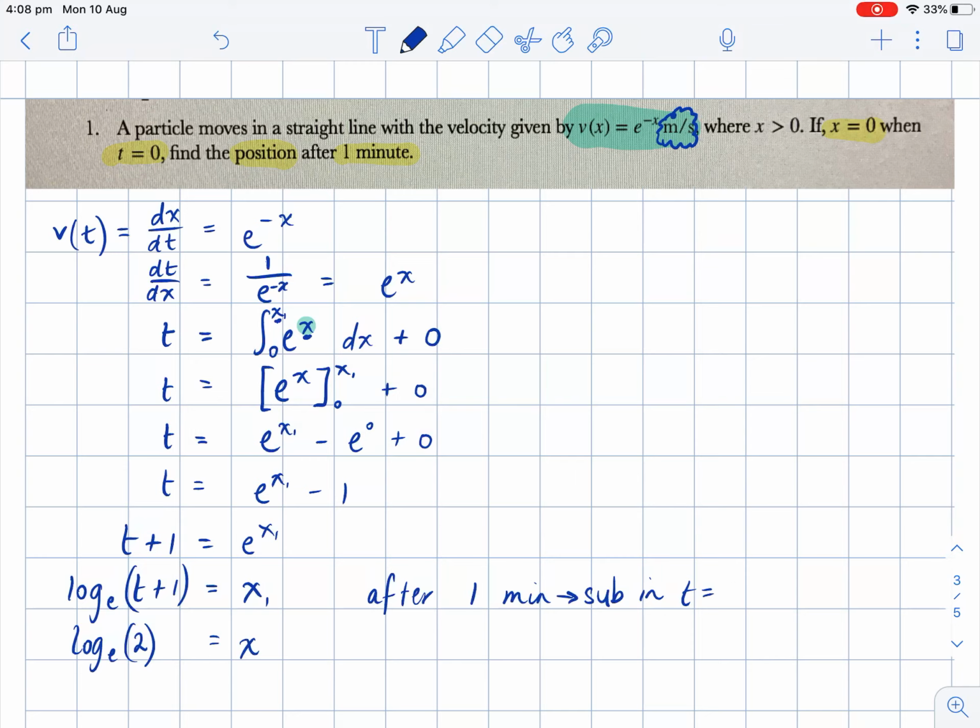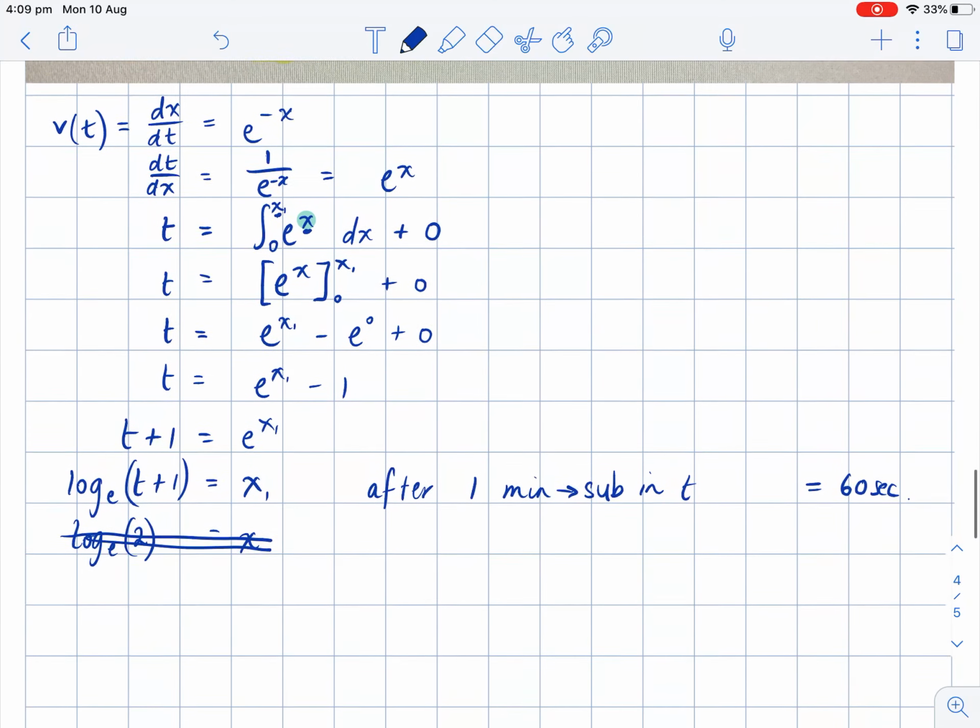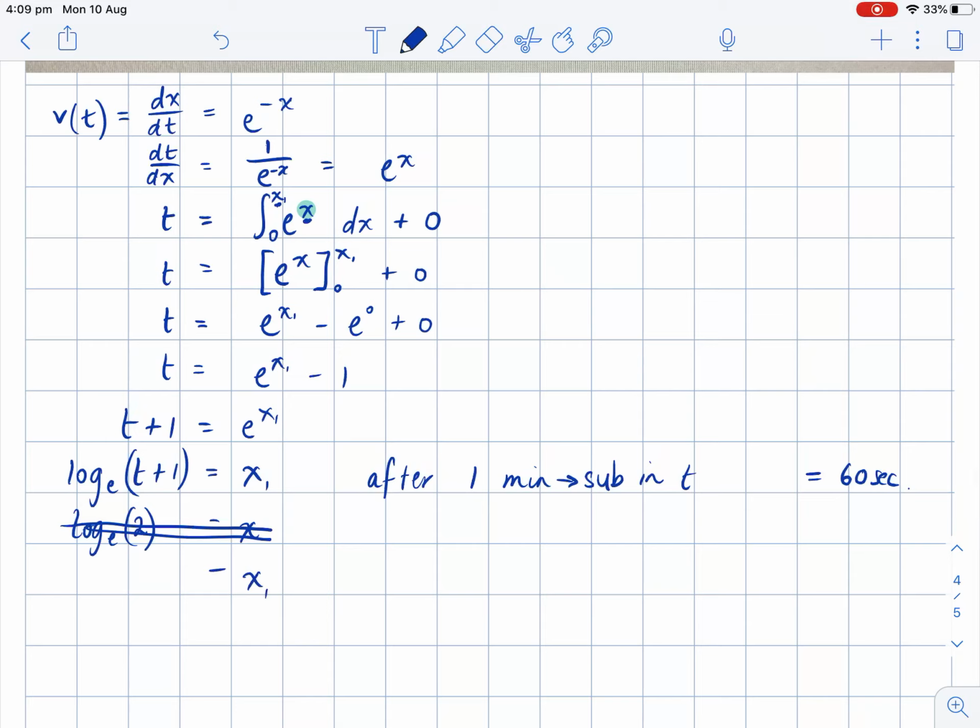My time at 1 minute is equal to 60 seconds. So we need to substitute in t equals 60. Just get rid of that 1 minute in the middle so it's not confusing. So cross that out, and I actually need to say that my x value is log to the base e of 61, which is approximately 4.11 meters. Okay, that's the end of the example.